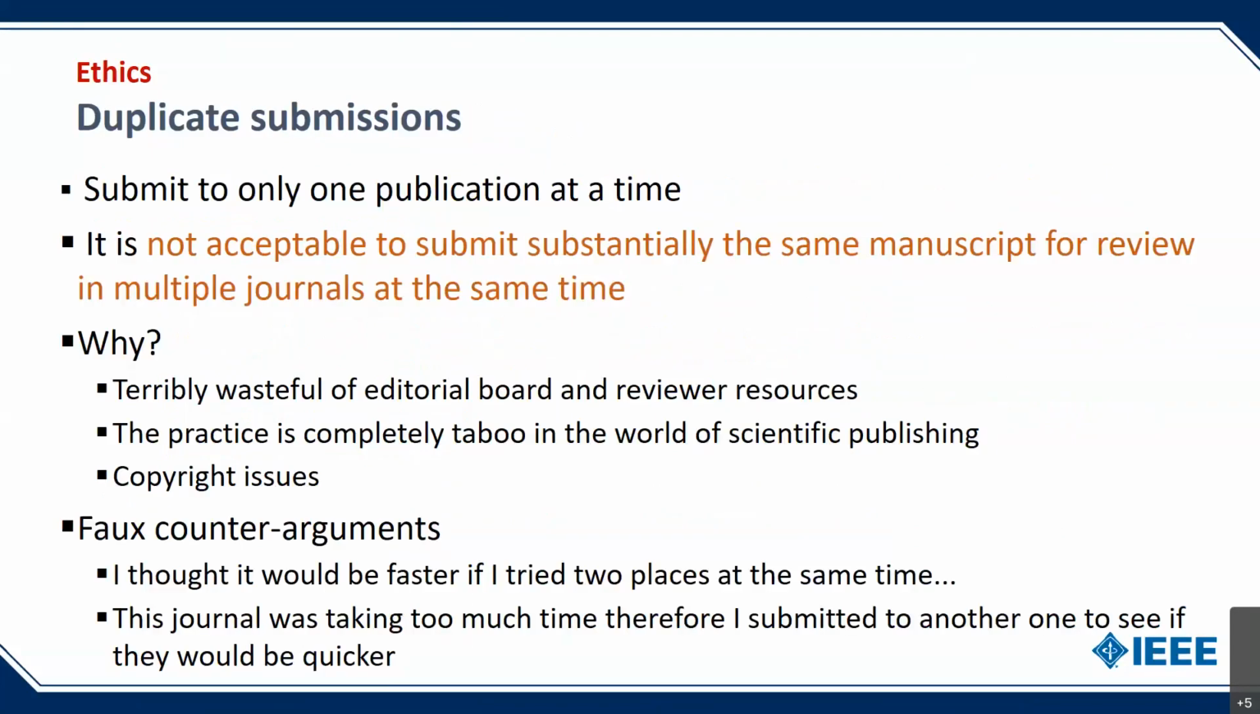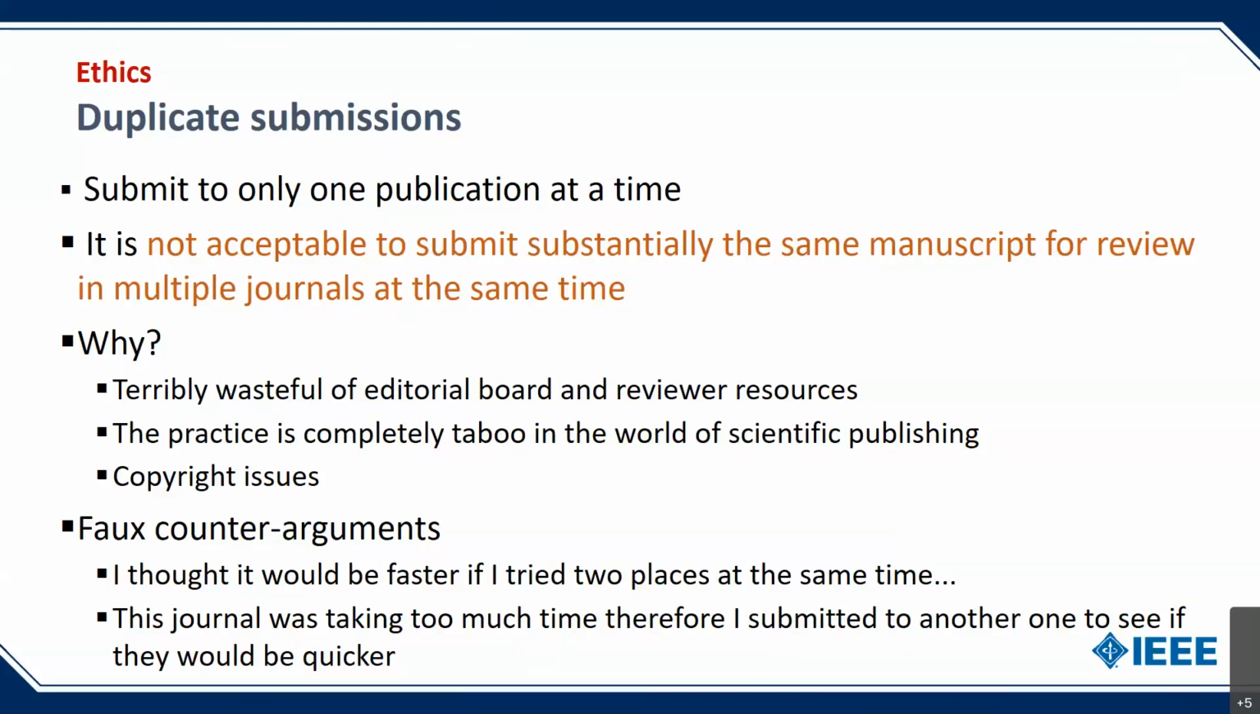Another common issue that arises for starting authors is the issue of duplicate publications. It is just not acceptable to submit substantially the same manuscript for review in multiple journals or even multiple venues at the same time, such as a journal and a conference. To understand why, this is terribly wasteful of the resources that I talked about. You would take a lot of people's time, and now you're trying to take that time two times in two different places, or multiple times if you submit it in multiple places. And this practice is just completely taboo in the world of scientific publishing. Also, you may be encountering copyright issues. If you're promising to transfer the copyright over to whoever you submitted the article to, then you cannot in good faith also give the same promise to the second person you're submitting it to.